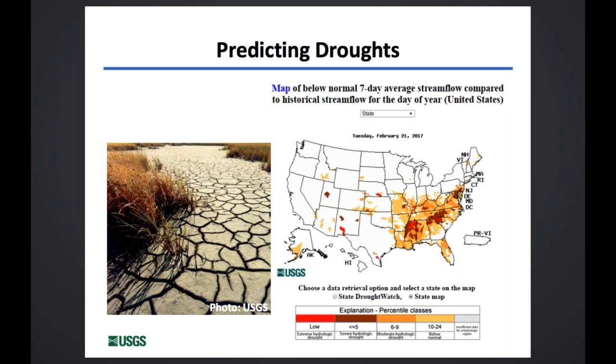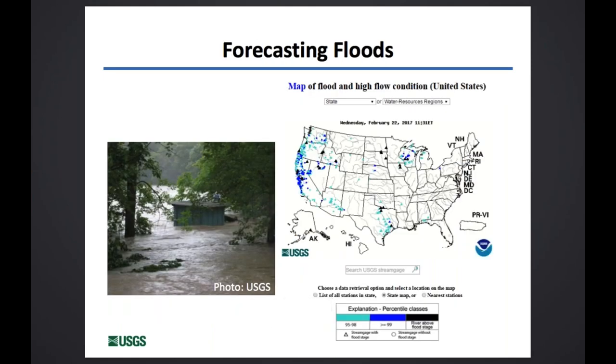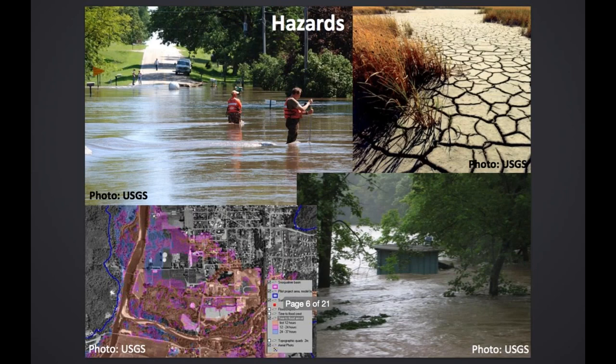So I just want to quickly flip through a couple of slides about the different benefit areas, and then I'll focus in on one. One of the important things that stream gauges are used for are looking at trends to predict droughts. And also to forecast floods. Next slide.